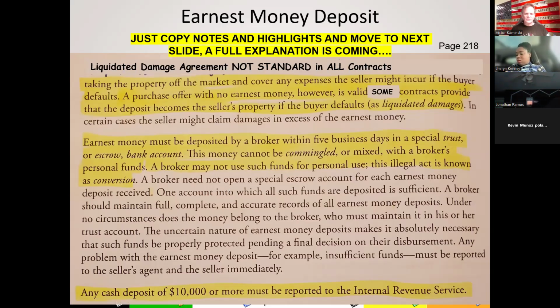Remember, any cash deposits of $10,000 or more, we've got to report it to the IRS. So what are you going to do? Accept cash from people? Can you? Yeah, you can. But my advice is, should you? Try not to.